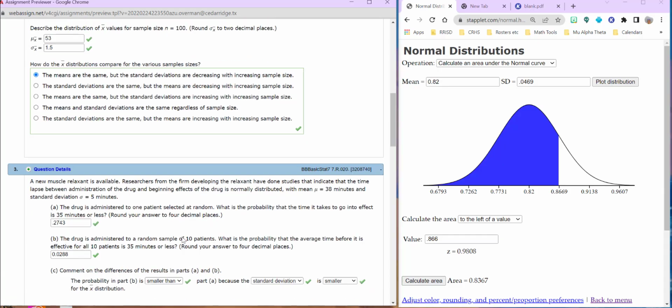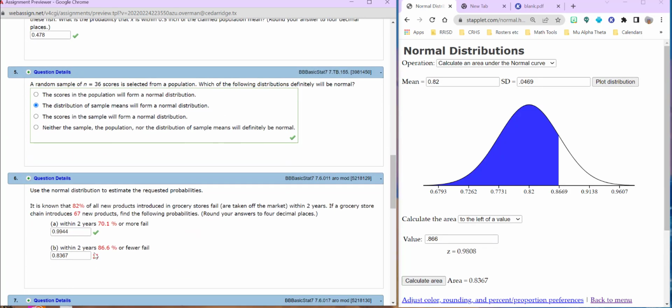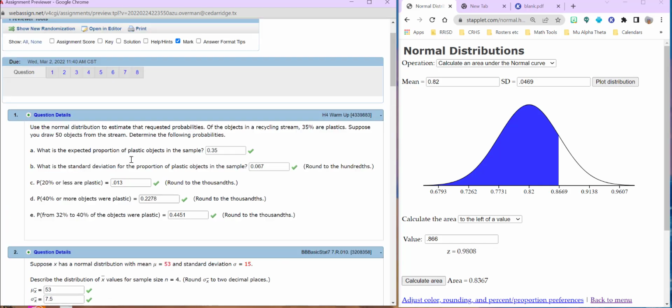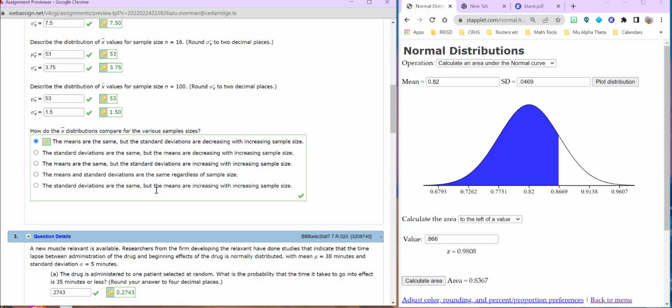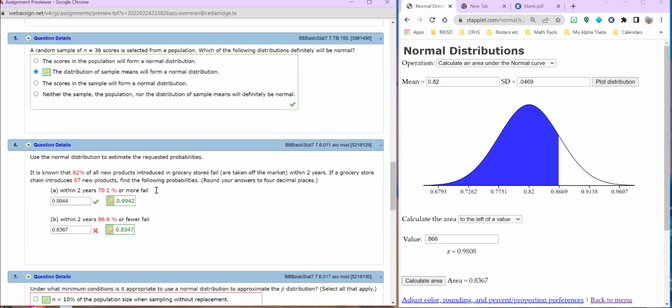See if we have any rounding issues for the question that Mrs. Overman tweaked. Are they correct? That one's correct. This one, within 2 years, 0.866 to the left. I'm going to cheat. Let me go see what's going on here. Turn on the key. Could be a rounding issue, in which case I need to check it before it becomes part of your test.